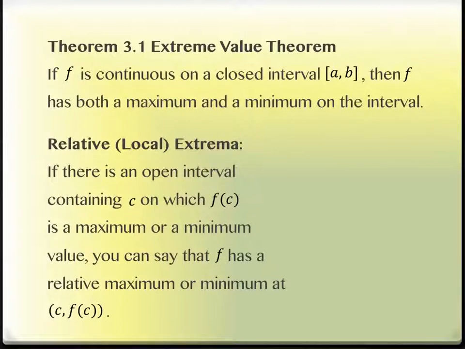I referenced this before, although I didn't call it this. These extreme values that occur at these valleys or peaks are called relative extrema. Sometimes they're called local extrema. So if there's an open interval containing c on which f of c is a maximum or a minimum value, we can say that f has a relative maximum or a relative minimum there. Let me draw a picture just to give you a reference point of what this is and is not saying.